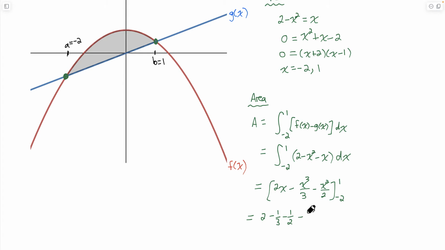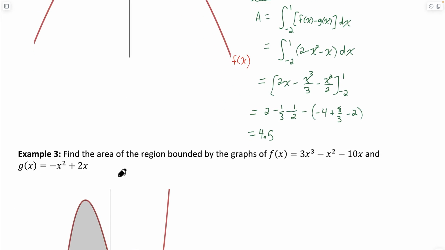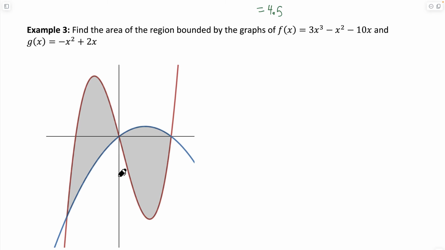And then I have to subtract the value of the antiderivative when x is negative 2. So that would be negative 4 plus 8 thirds minus 2. And that gives me 9 over 2, which is equal to 4.5. So I know the area between the curves on that interval is 4.5 units squared. Let's do another example where the functions intersect at more than one point.